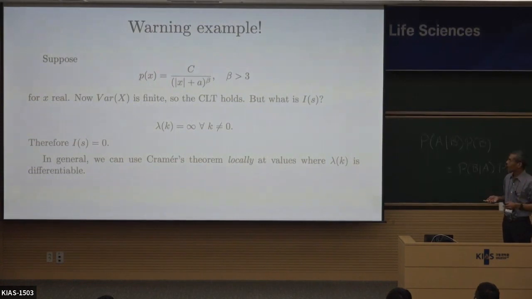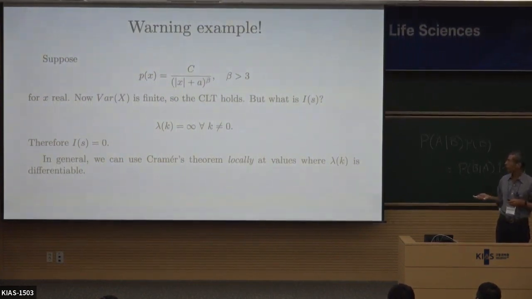Well, if we want to use Cramer's theorem, we try to calculate the cumulant generating function, right? What is the cumulant generating function for this? It involves multiplying this P of X by e to the kx and then integrating from minus infinity to infinity. That integral is infinite except at k equals zero, right? So in other words, the cumulant generating function is not going to help you calculate a rate function, okay?